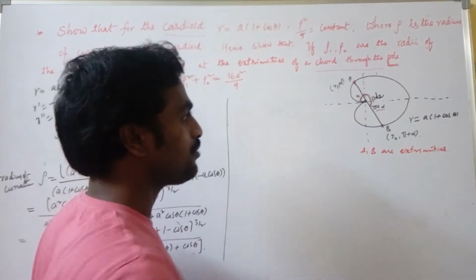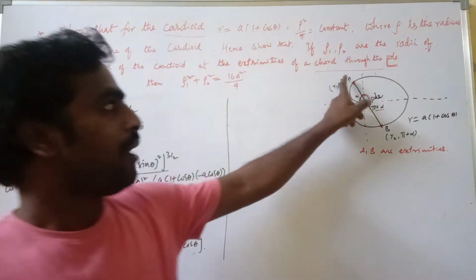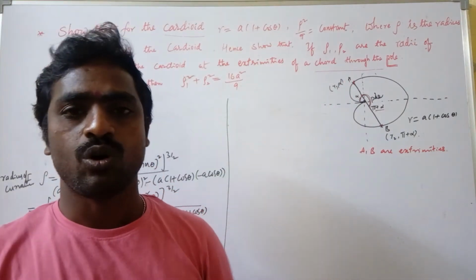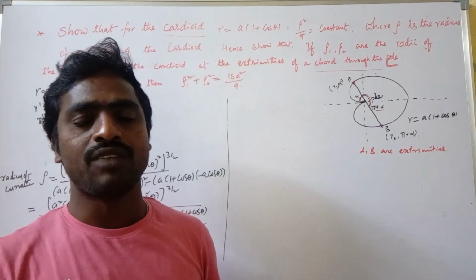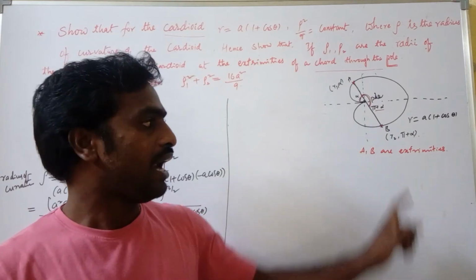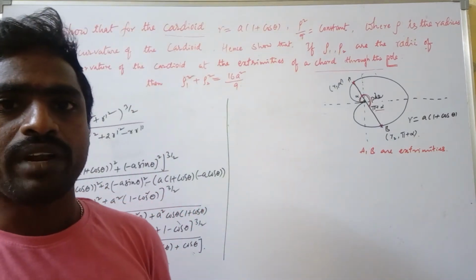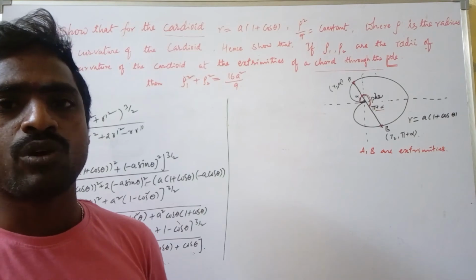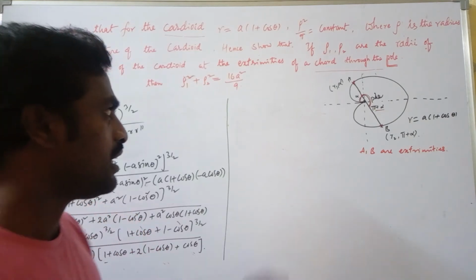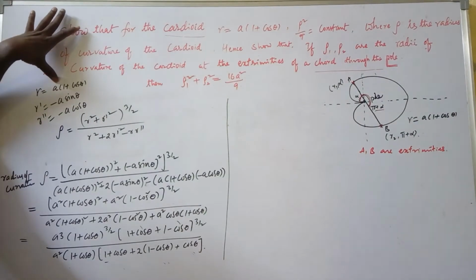So forget about that. Next, what we have to show: at point A and at point B, first determine ρ1 and ρ2. ρ1 is the radius of curvature at the first extremity A and ρ2 is the radius of curvature at the second extremity. If you know ρ1 and ρ2, then you can determine ρ1² + ρ2². That is very easy. So see here clearly, what is the cardioid equation? r = a(1 + cos θ).